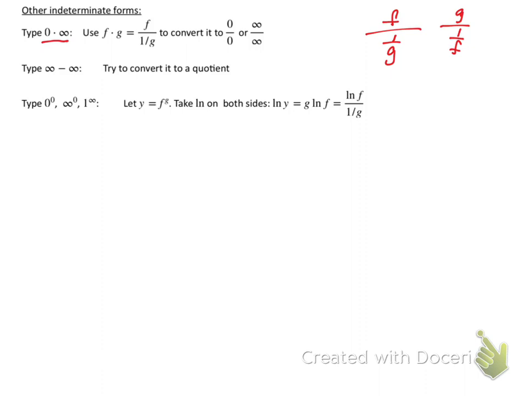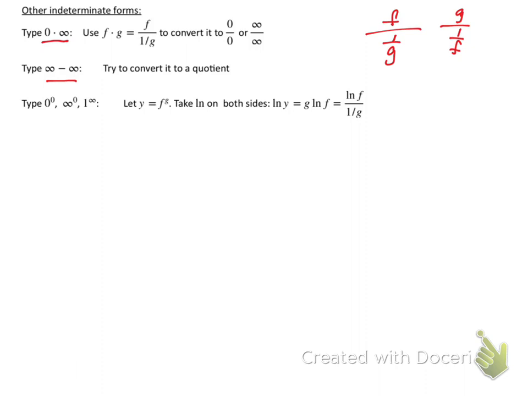Subtraction actually is the hardest. If you have a difference, you need to somehow convert it into a quotient. So you need to make it a fraction with a denominator so that you can use L'Hopital's rule. This is the trickiest, in my opinion. It's very hard to see sometimes. Then all the powers.